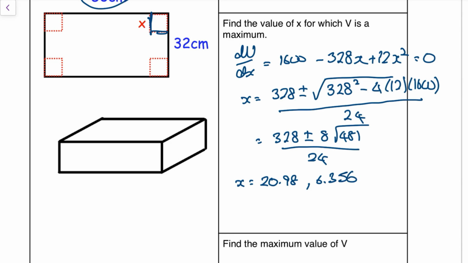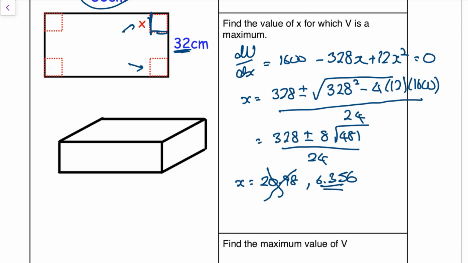Now, normally what I'd say here is x is a negative, can't be that one, so it must be that one. Pause the video for a second if you haven't tried this question already. Which one do I eliminate? Okay, hopefully you've had a think about it. The one I eliminate is this one here. The reason I eliminate it is because if x is 20, then 20 plus 20 is more than 32, so it can't be that one. So therefore x is 6.356.